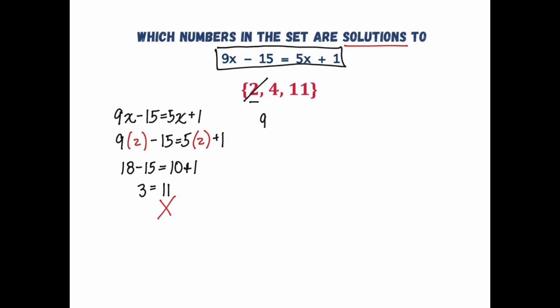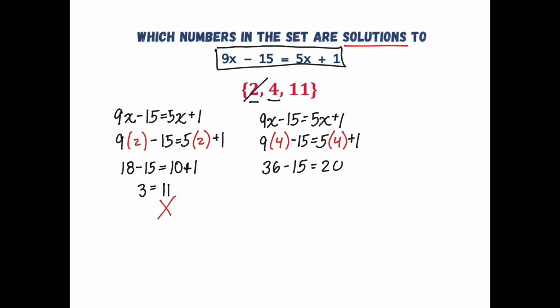Next, I'm going to check the next number, which is 4. And I'm going to test it with the same expression. So this time, instead of replacing x with 2, I'm going to try my new number, which is 4. So this will become 9 times 4 minus 15 equals 5x plus 1. Or 5 times 4, plus 1. Now I'm going to simplify my multiplication because PEMDAS told me to. So 9 times 4 is 36 minus 15 equals 20 plus 1.